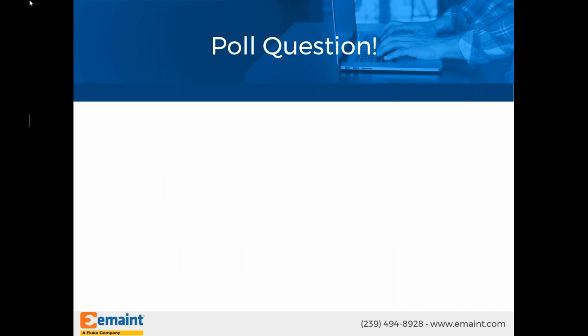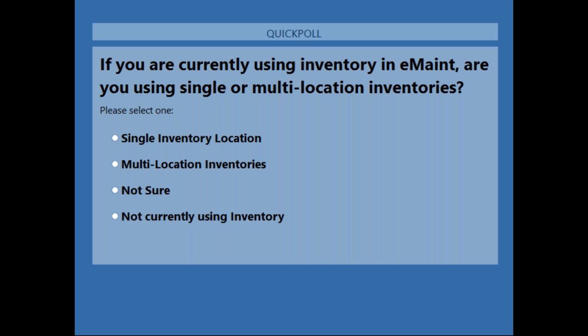So before we go over the different subjects that we're going to review today, I would like to ask a poll question. Usually it's a typical yes or no question, but I'm looking for a little bit more detailed information about the audience. So what I'm asking is, are you currently using inventory in eMaint? And if so, are you using a single inventory location or are you using a multi-location inventory in your eMaint system? And if not, you can say if you're not sure if you're using one of those different types of locations, or if you're not using inventory at all, you can go ahead and answer that as well.